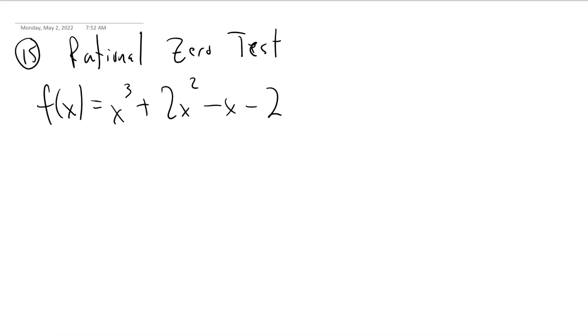This did not show up in our notes. And this used to be something that was tested on the ACT. I'm not sure if it still is. But the rational zero test, you may remember it more as the P over Q list.